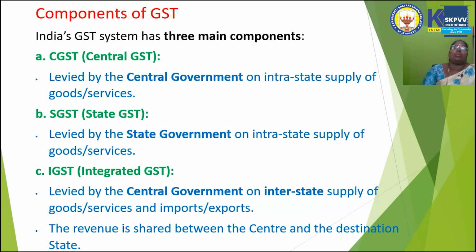Next, what are the components of the GST? We were previously also discussing the components of GST, and once again, the components of GST are CGST, SGST, IGST. What is the meaning of CGST? CGST means central GST, central goods and service tax, that is levied by the central government.